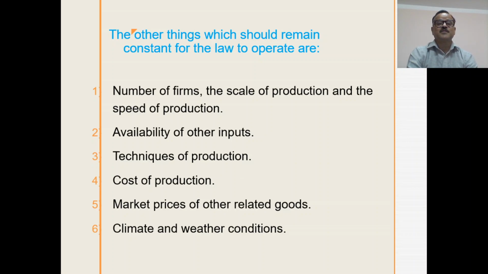Number two, availability of other inputs must be constant. Techniques of production must be constant. Cost of production must be constant. Market price of other related goods must be constant. And climate and weather conditions, all these things must be constant. If these things do not change with time, then the relationship between price and quantity offered for sale is established by the law of supply, which is positively related.